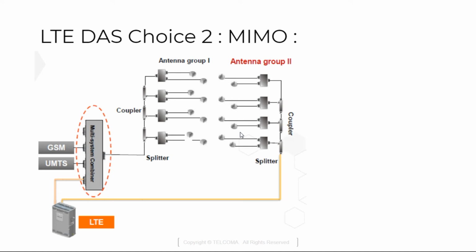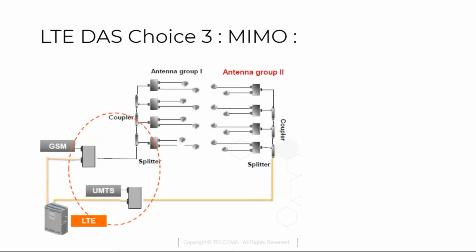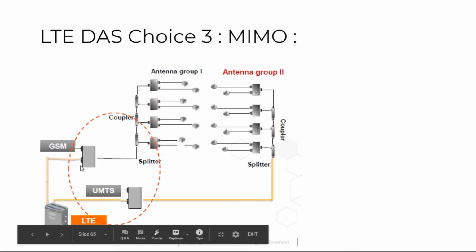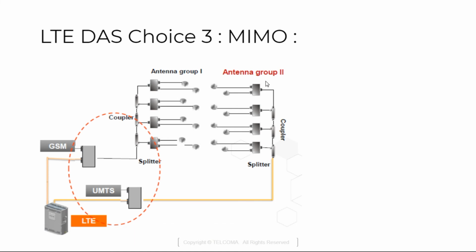Next, LTE distributed antenna system choice 3, which is also MIMO. We can see here GSM and LTE signal is introduced in this coupler, and UMTS and LTE signal is introduced in this one, and then it is passed to the splitter. We have different antenna groups.